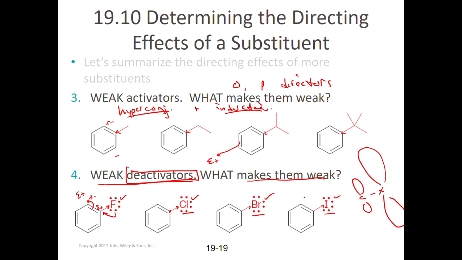So these ones can't donate electrons through resonance very well, which is why they don't push as much electron density in through resonance as they pull out through induction. So that makes them deactivators, but those two factors are offsetting somewhat, so they're only weakly deactivating.